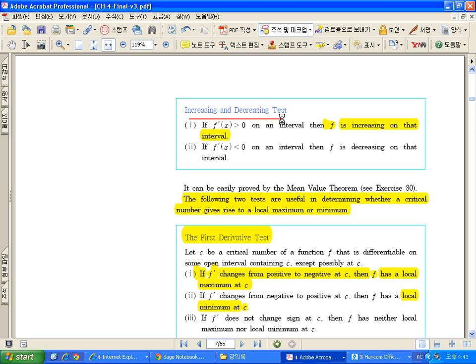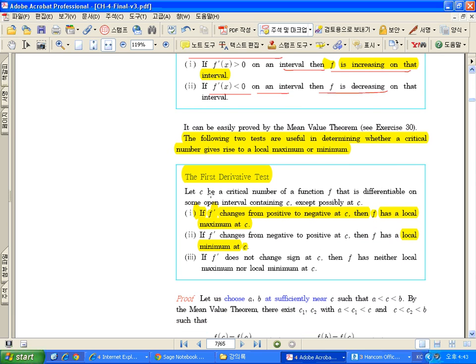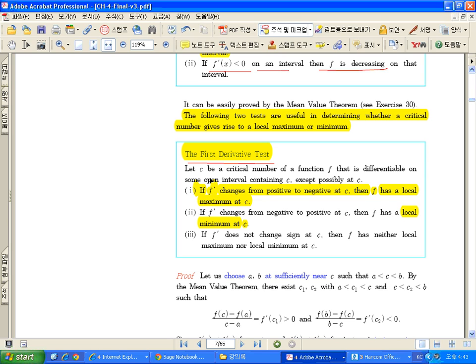Increasing and decreasing test. If f prime of x is greater than 0 on an interval, then f is increasing. You know it. And if f prime of x is less than 0 on an interval, then you know f is decreasing. The slope is negative.